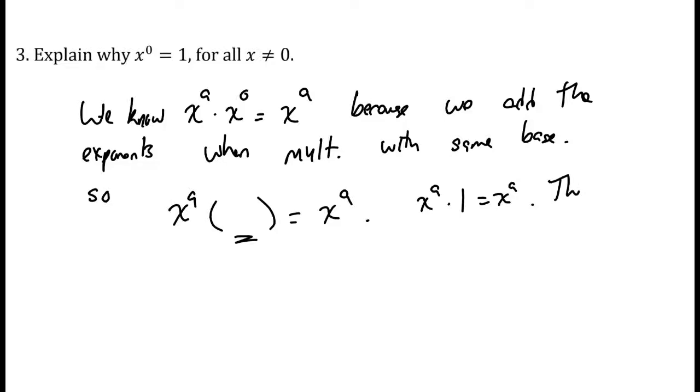Therefore, x to the 0 must be 1. Because that x to the 0 there needs to be the multiplicative identity. So x to the 0 has to be 1 because I need something times x to the 0 to give me that same thing. So that's why it's 1.